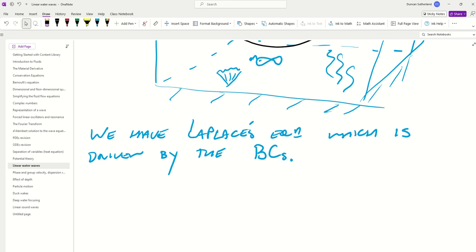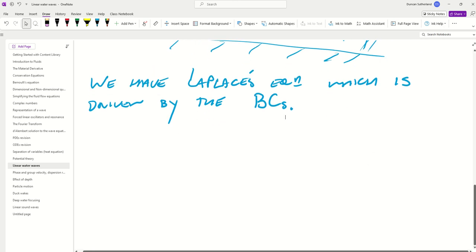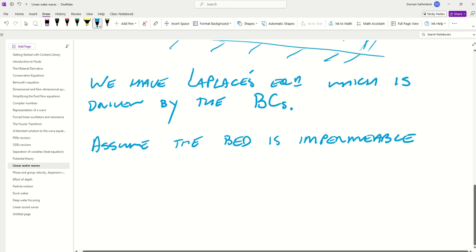Because we're considering just a random old fluid, we've got to set these things. What we're going to do is assume that we have an impermeable fluid bed. So another assumption. Now, impermeable means that there's no flow into the bed.